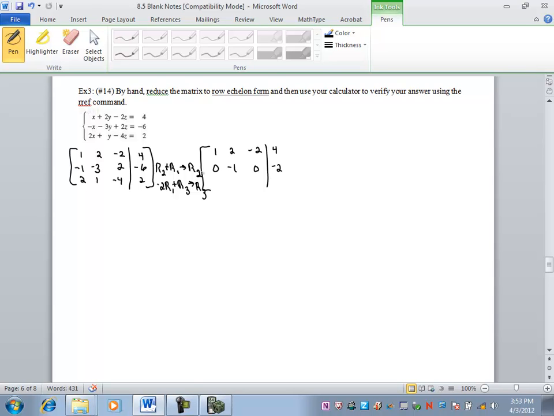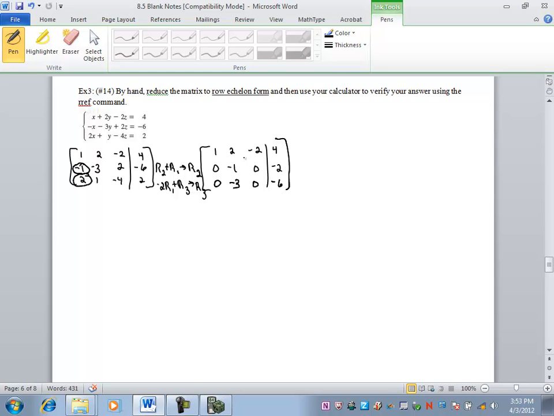Here we come, row 3. Negative 2 times 1 is negative 2 plus 2 is 0. Negative 2 times 2 is negative 4 plus 1 is negative 3. Negative 2 times negative 2 is 4, minus 4 is 0. And then negative 2 times 4 is negative 8 plus 2 is negative 6. So we worked on two elements there. We worked on making that number and that number both 0.